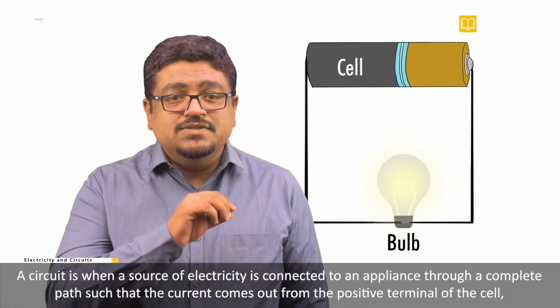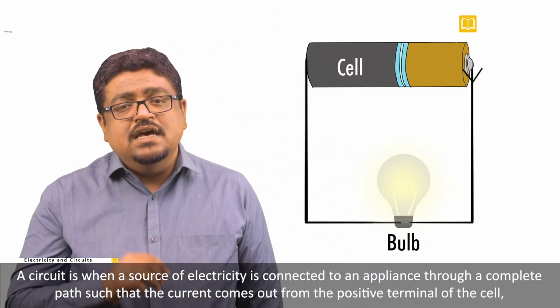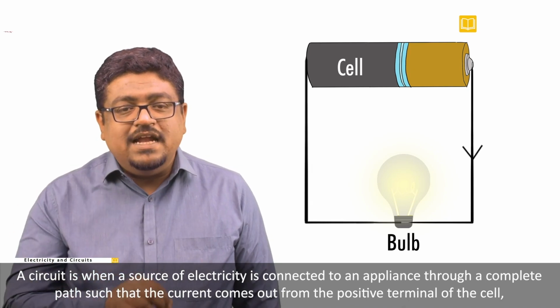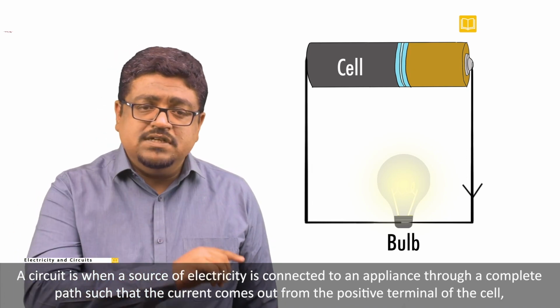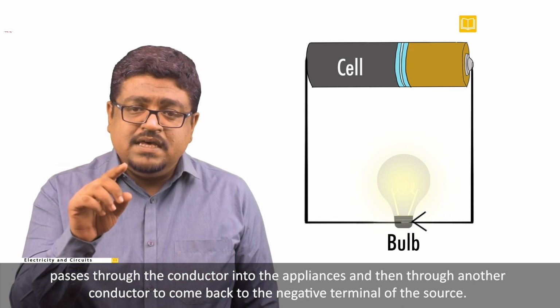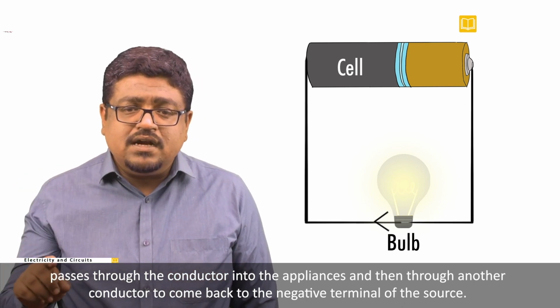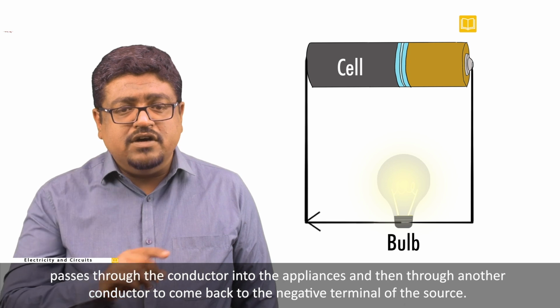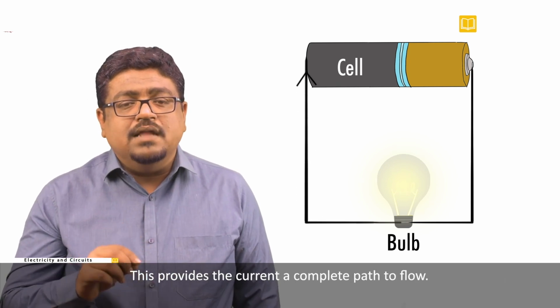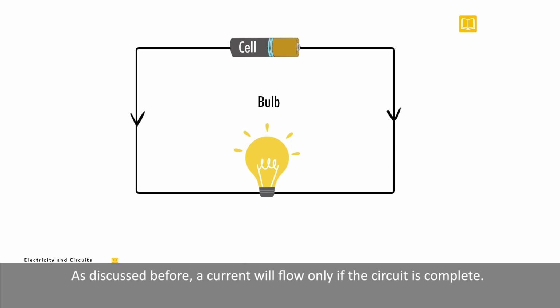A circuit is when a source of electricity is connected to an appliance through a complete path such that the current comes out from the positive terminal of the cell, passes through the conductor into the appliances, and then through another conductor to come back to the negative terminal of the source. This provides the current a complete path to follow. As discussed before, a current will flow only if the circuit is complete.